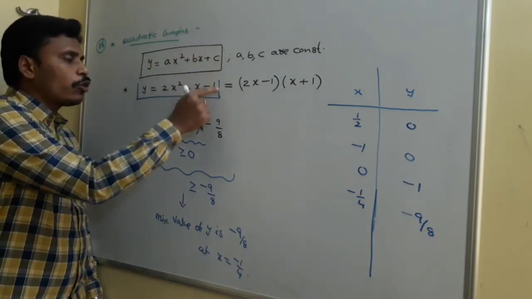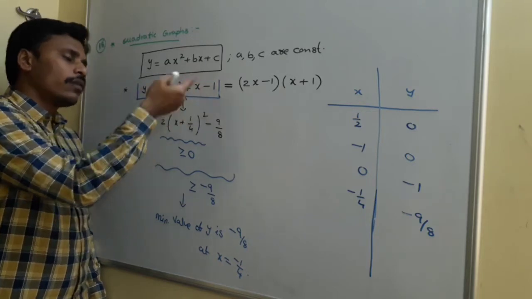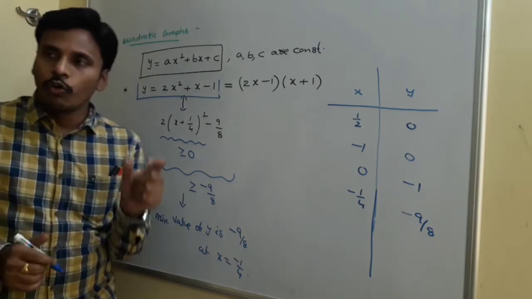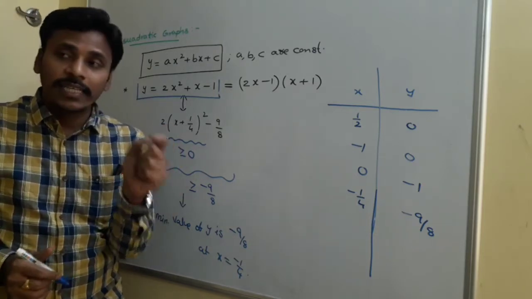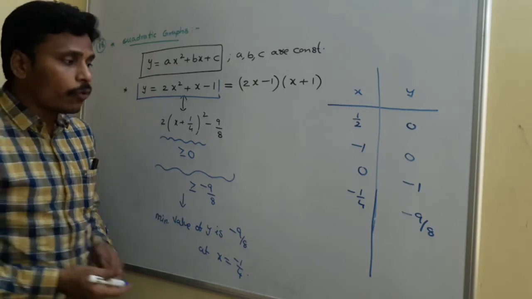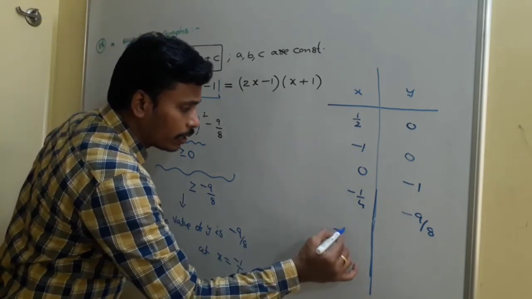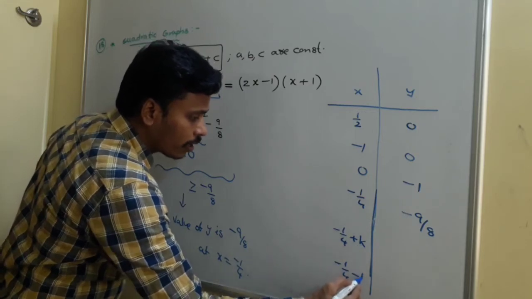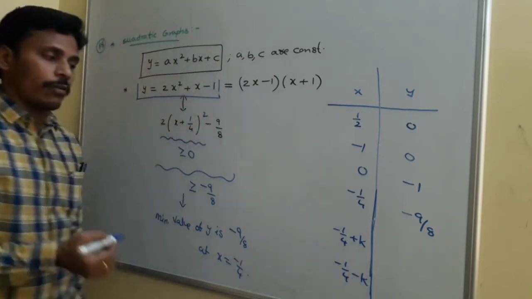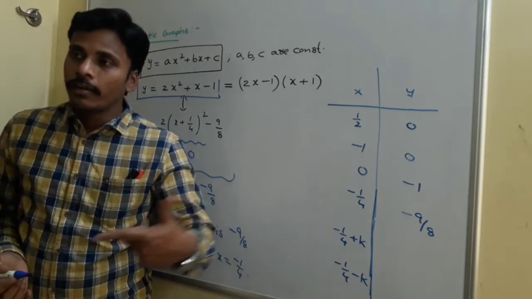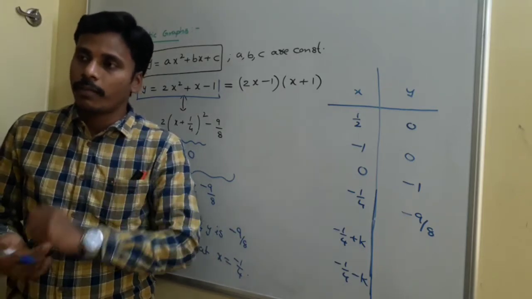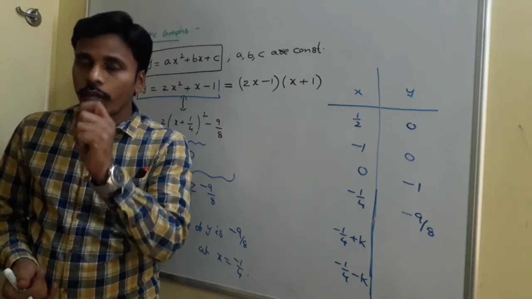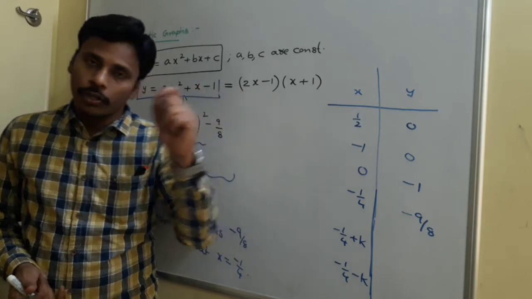If you wish to check, replace x equal to minus 1 by 4 in this expression. Always you will get minus 9 by 8 only. Once again, at minus 1 by 4, the result is minus 9 by 8. Now take a number which is some k units more than minus 1 by 4 and a number which is some k units less than minus 1 by 4. On the number line, you have minus 1 by 4 at some point. You move k units rightwards and k units leftwards from that minus 1 by 4.